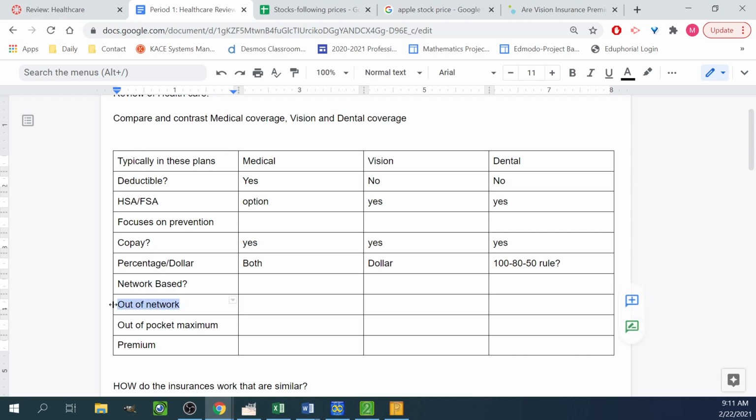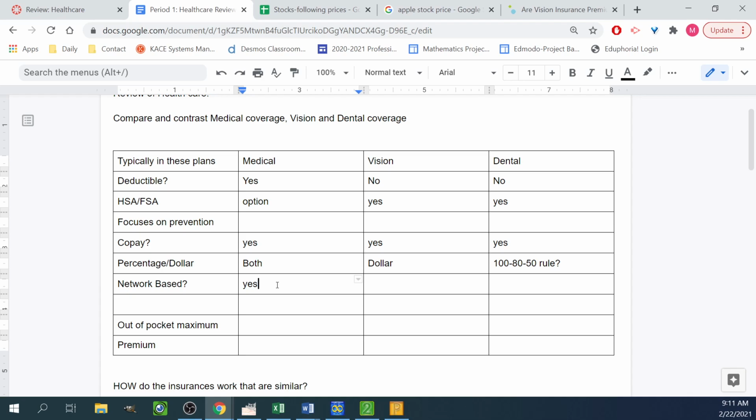Network-based. I should ask that instead. Is medical network-based? Do you guys remember what that means? Yeah, it is. So there's medical insurance. Remember, your in-network is a list of doctors or providers that your medical insurance already has business relationships with to allow you to go see them.